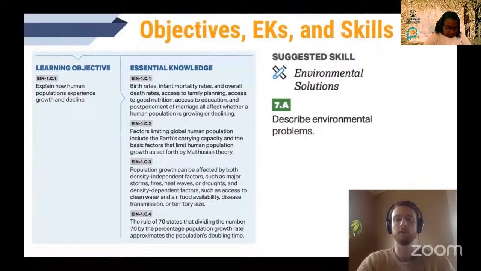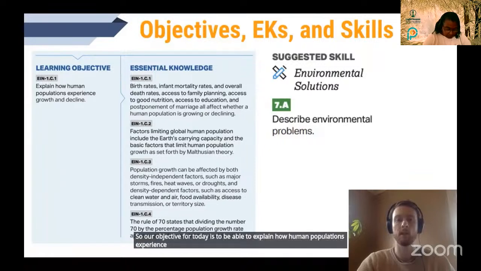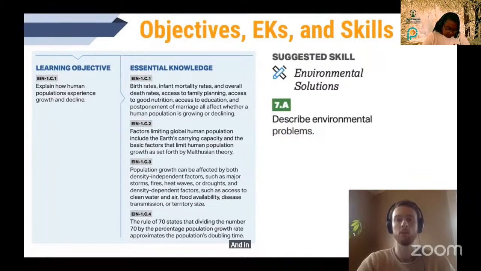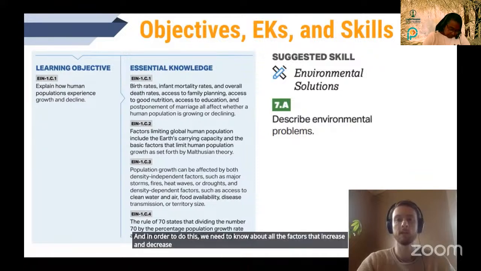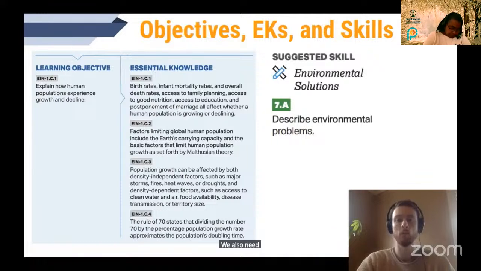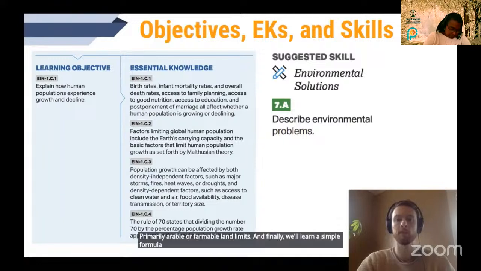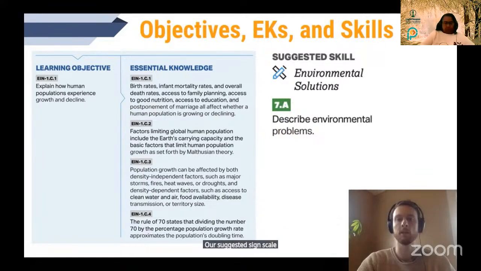Our objective for today is to be able to explain how human populations experience growth and decline. In order to do this, we need to know about all the factors that increase and decrease human populations, primarily birth rates and death rates. We also need to know that there are global limits to the human population, primarily arable or farmable land limits. Finally, we'll learn a simple formula called the Rule of 70, which can be used to predict how long it takes a population to double in size. Our suggested science skill for the day is describing environmental problems.